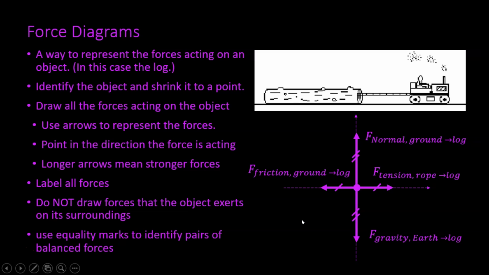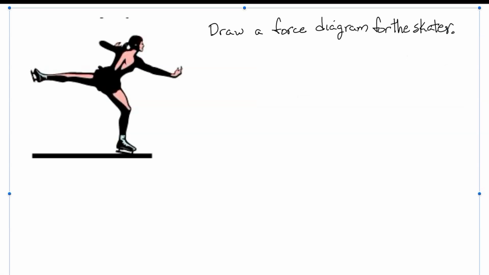Let's do one more example. This time it'll be for an ice skater. She is gliding along the ice. First, we need to shrink her to a dot and identify the forces acting on her. We have the Earth's gravity acting downward. We have the normal force of the ice pushing upward. And we have the friction force of the ice acting leftward.